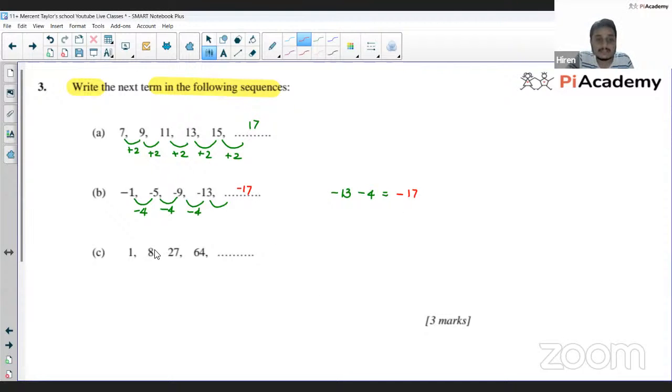The next one is 1, 8, 27, and 64. If you look carefully, these numbers are very familiar. These are cube numbers: this is 1 cube, this is 2 cube, this is 3 cube, and this is the cube of 4. So we are going to do the cube of 5, which is 5 times 5 times 5. That gives 25 times 5, which is 125. So your answer is going to be 125.